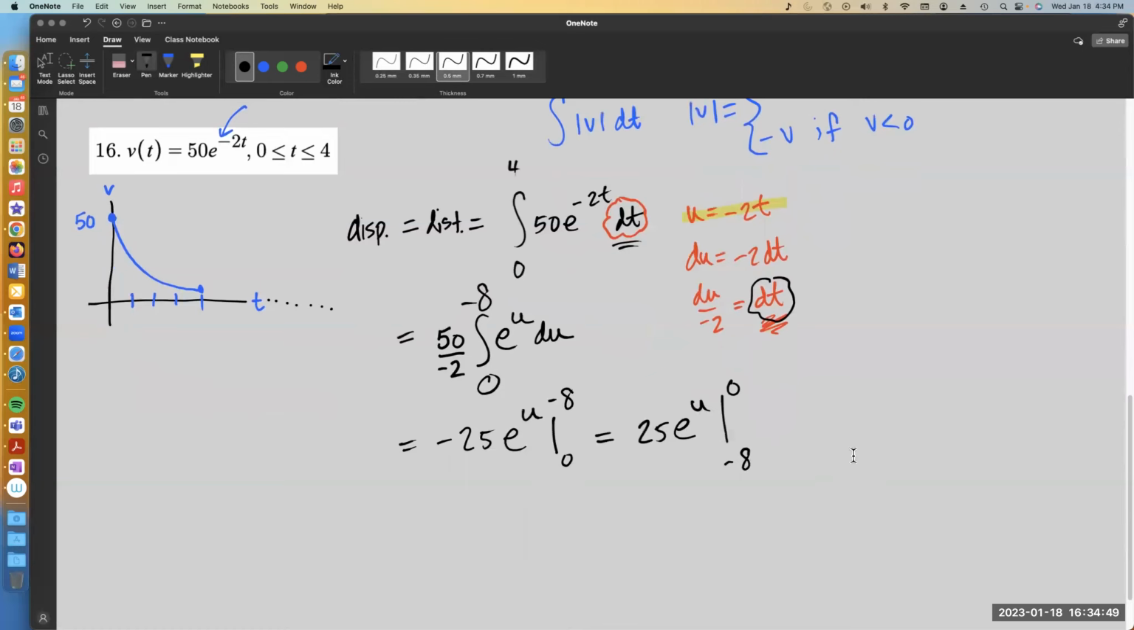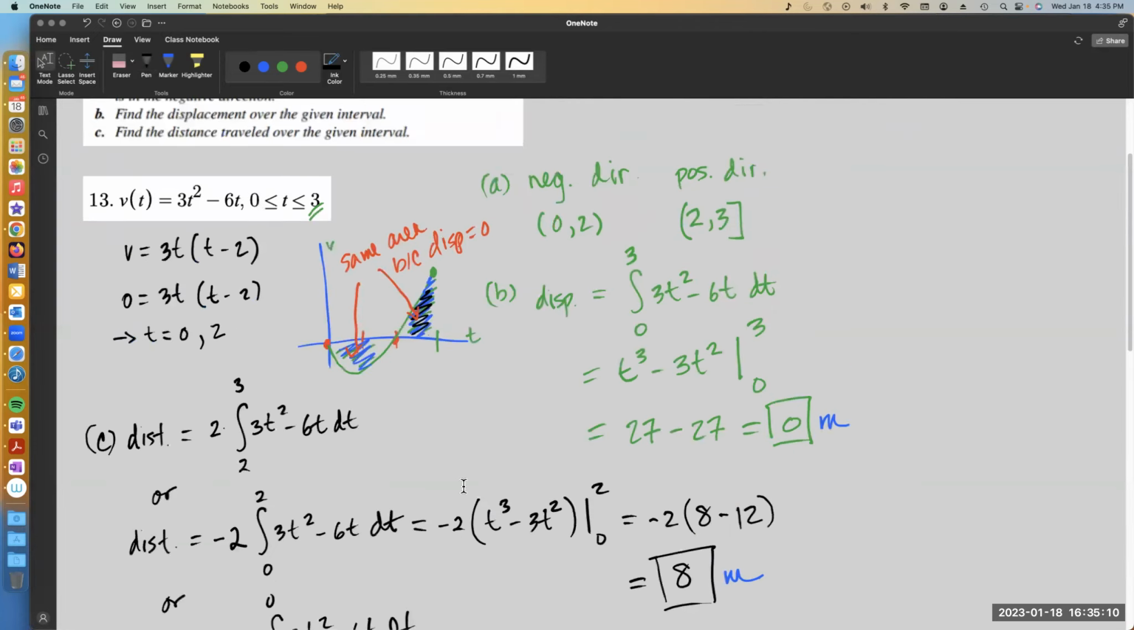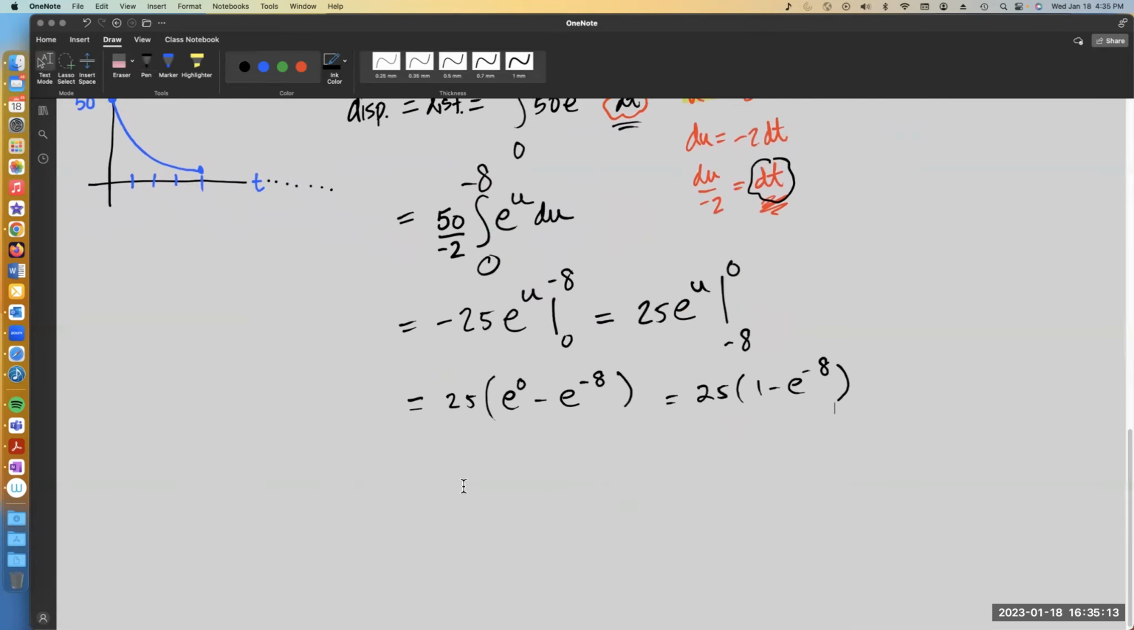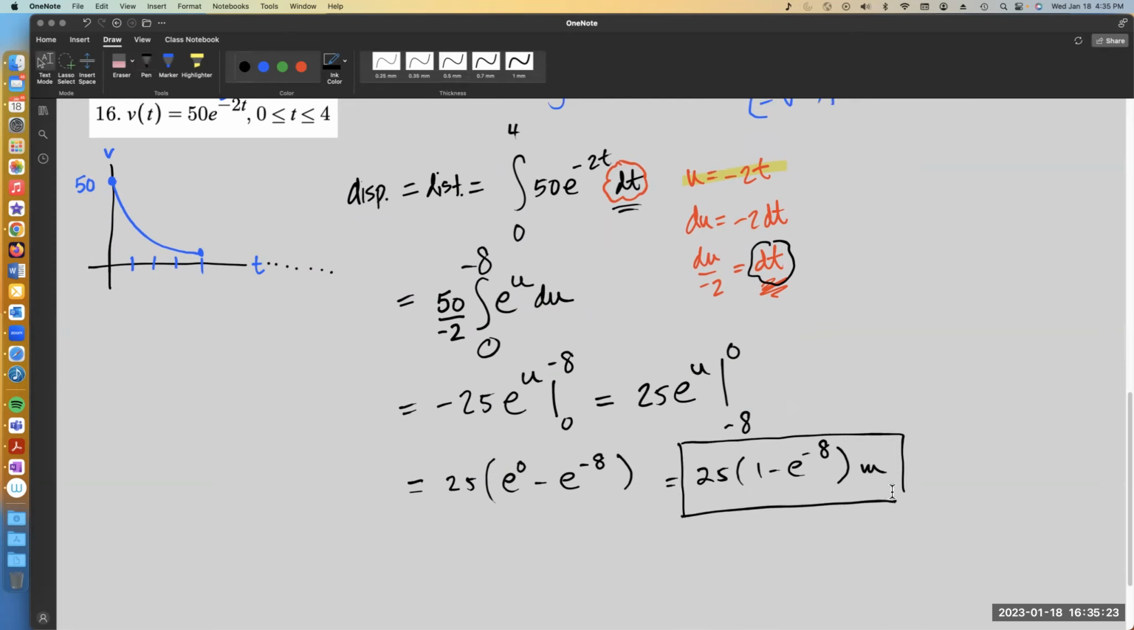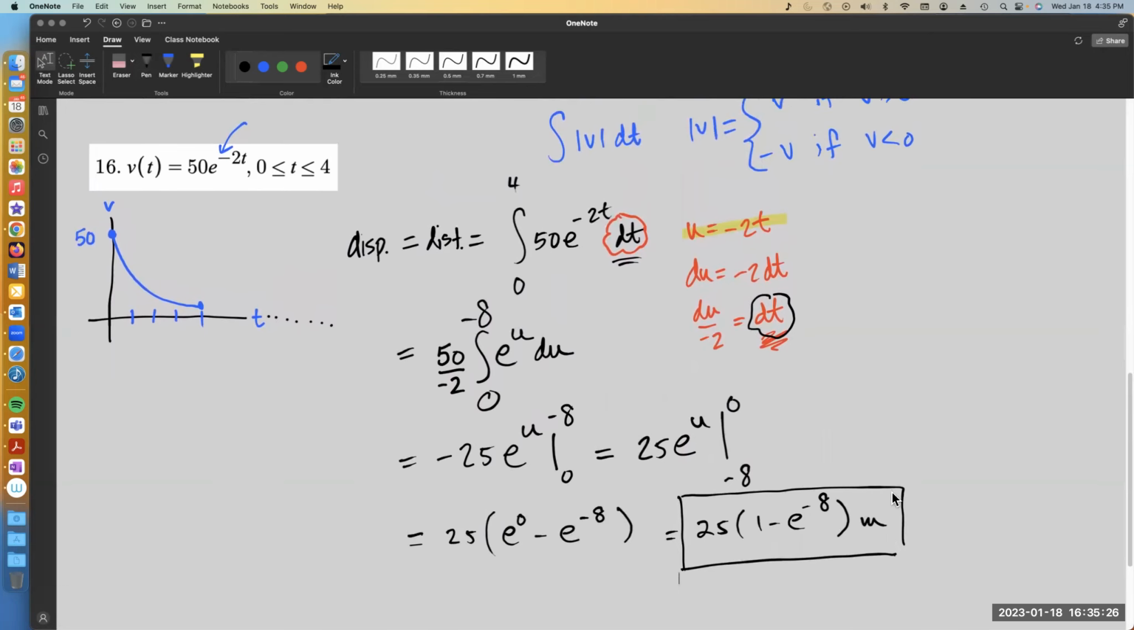All right, so now let's go ahead and evaluate this. We are going to plug in our upper limit. So that's e to the 0 minus e to the -8. We know that e to the 0 is 1. And that is our final answer. And was this the one where they said we were dealing with meters? Yep. And so now that is our answer in terms of meters right there. So that is both the distance traveled and the displacement.